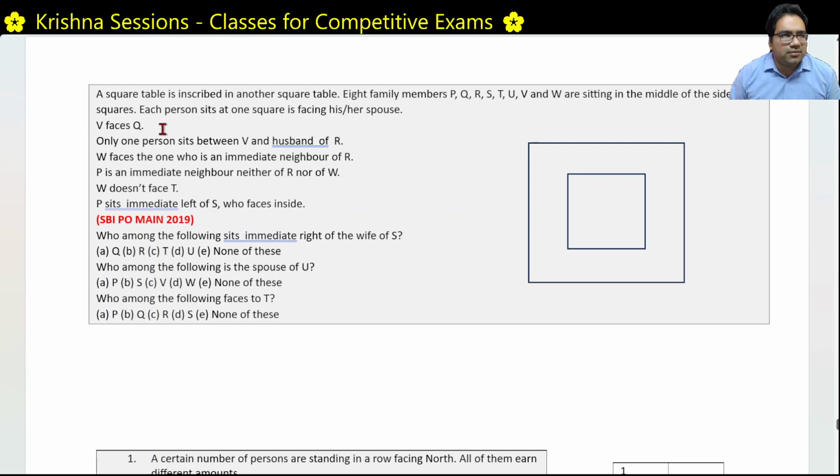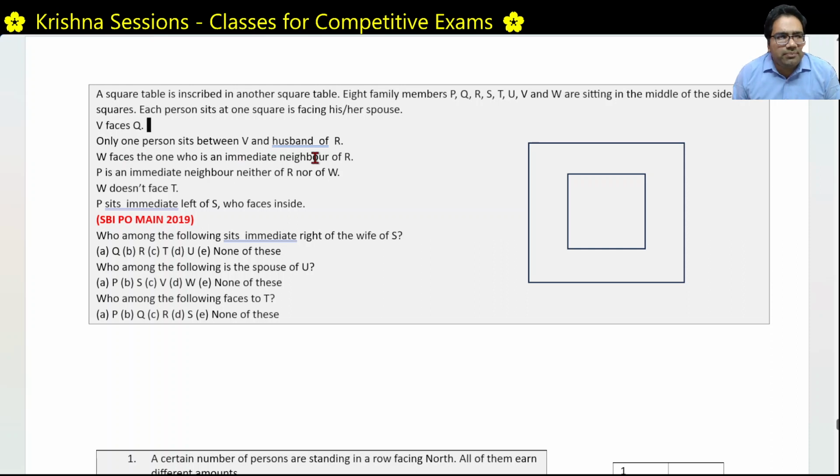Now V faces Q. We don't know the gender of V or the gender of Q. V faces Q means somewhere they are sitting, either if V is sitting here, Q will sit here, or any of these lines. There are 4 options, four combinations, and in each combination we can sit on either side. So there are 8 places for V and Q. Only one person sits between V and husband of R. V is female or male, we don't know. And husband of R definitely, that means R is female. This much we know. But still we don't have any clue.